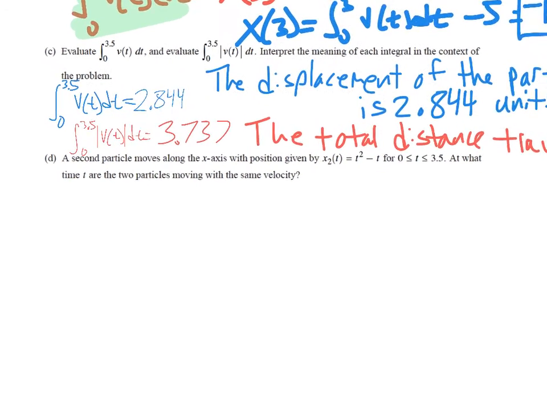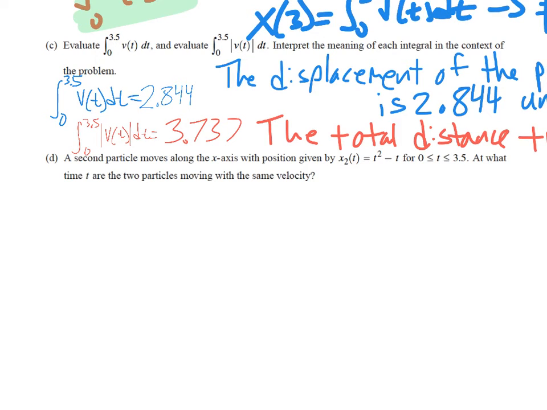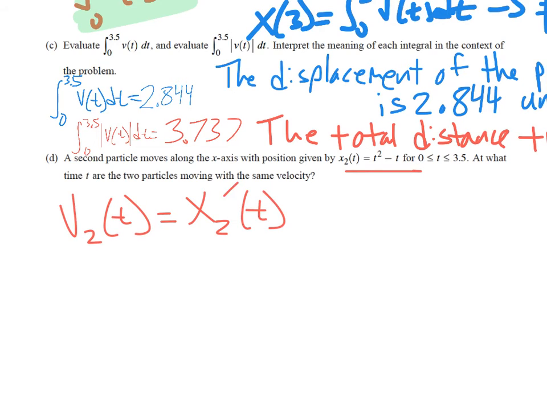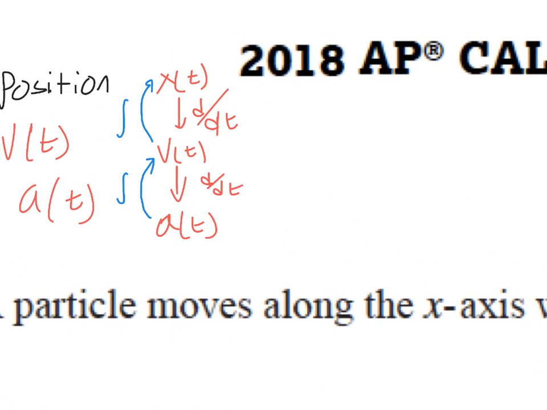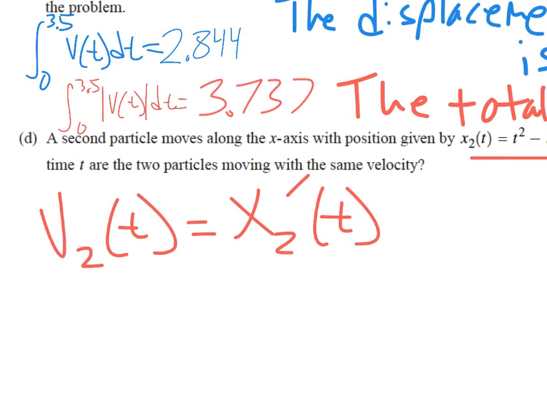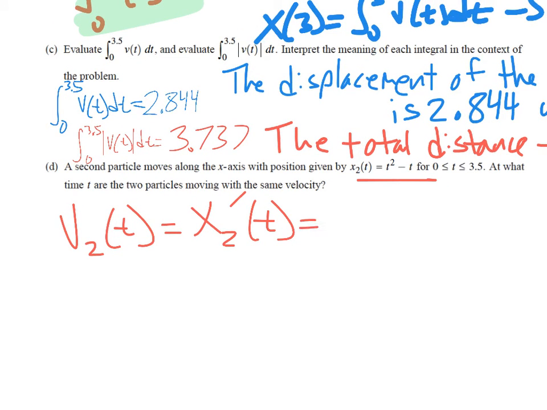Okay. So last but not least, we've got a second particle moving on the x-axis by this function here. And the question is, at what time are the two particles moving at the same velocity? So we need their velocities to be equal. And so we're going to need to find the velocity. We'll call this v2 of t, which is equal to the derivative of x2 of t. So we want to remember this little picture. The derivative of position gives us velocity, derivative of velocity gives us acceleration, and then we integrate to go backwards. That's fairly easy to compute. That's 2t minus 1.